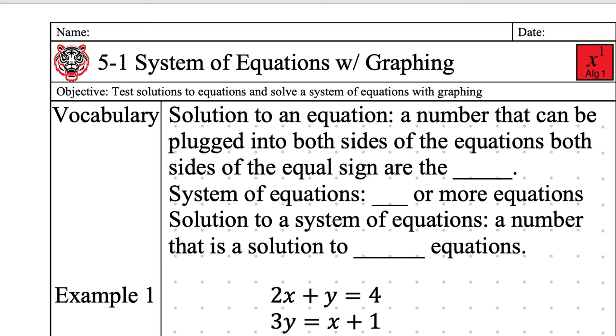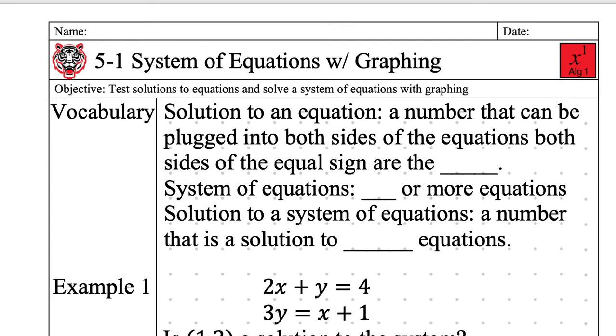All right, so we are on our brand new Unit 5. Unit 5 is all about system of linear equations. Today's date is Wednesday, November 20th, 2019. So 5-1, system of equations with graphing.